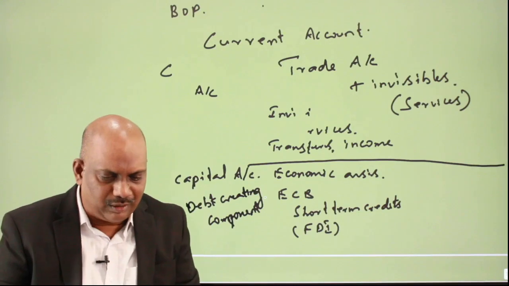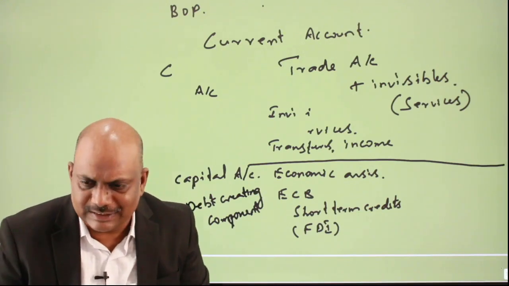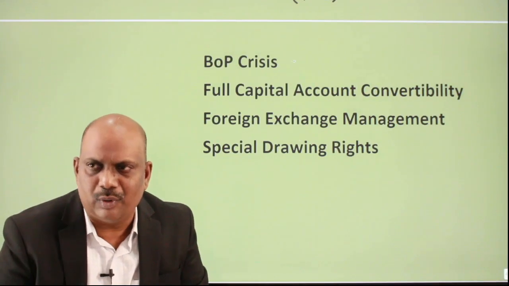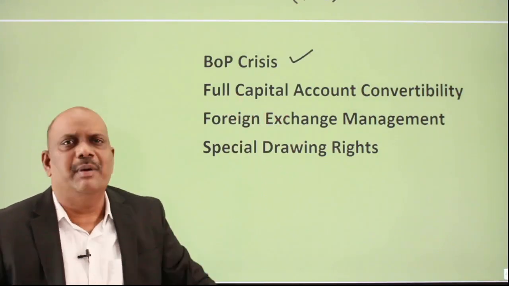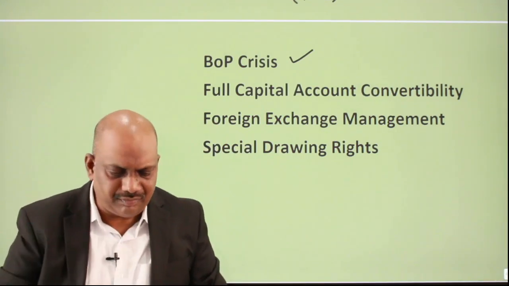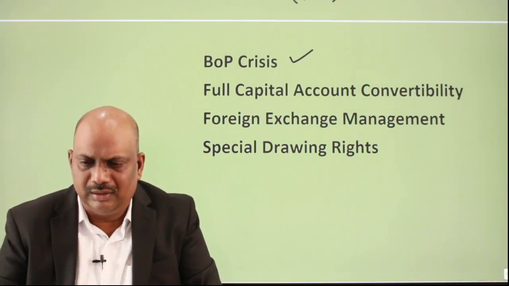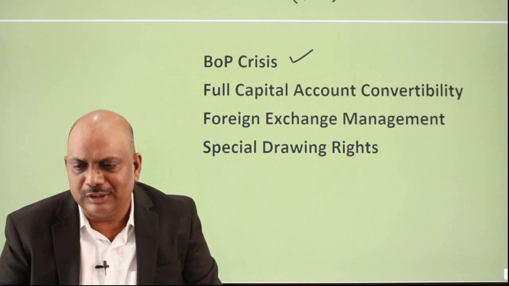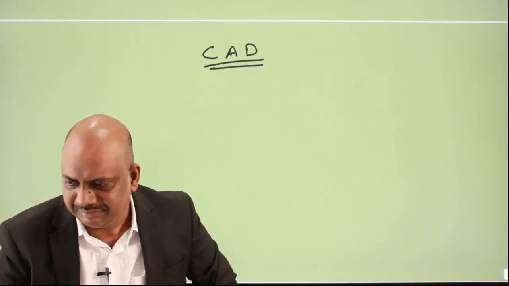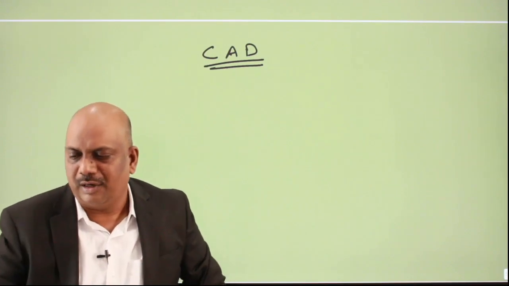Okay, so now let's discuss the first one, the balance of payment crisis in our country. The balance of payment crisis largely occurs because of an excessive current account deficit. We call it CAD, the current account deficit.